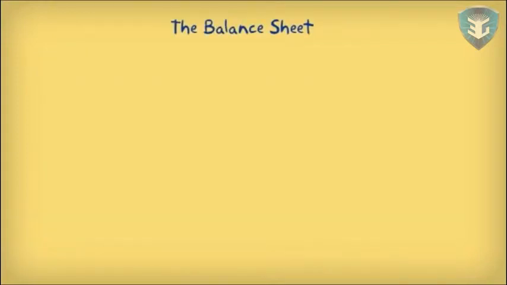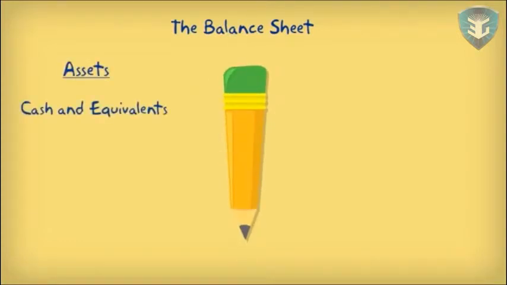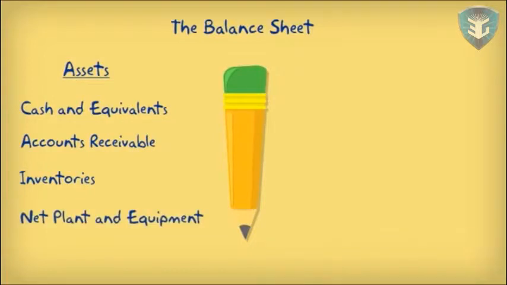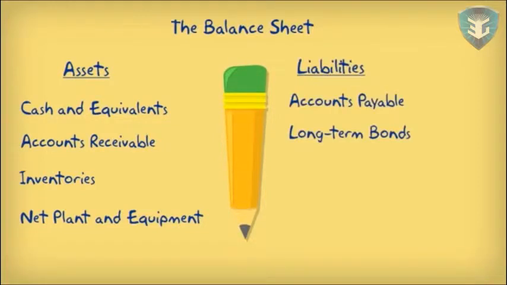A balance sheet is a snapshot of the company's financial position on that day. The left side of the sheet contains assets, or things that the company owns. Assets are listed from the most liquid to least liquid. Examples are cash, accounts receivables, and equipment. The right side lists the liabilities and includes accounts payable and long-term bonds.